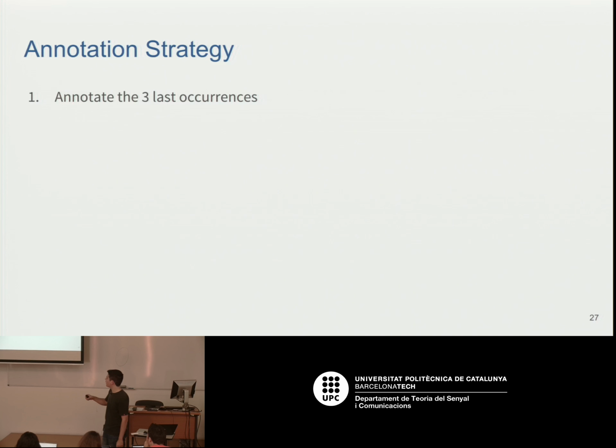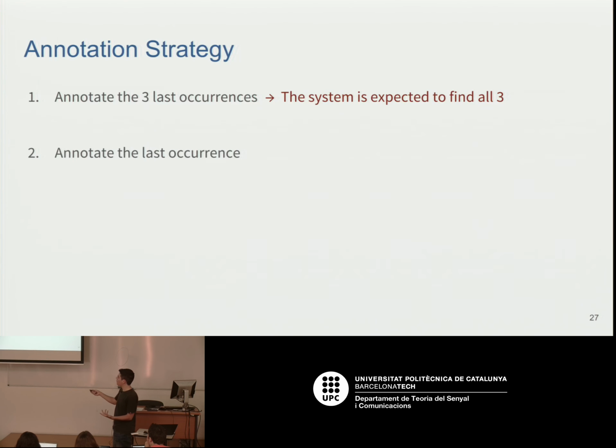In order to annotate the dataset, because it wasn't annotated for this task, the first approach we took was to annotate the three last occurrences of each object in different scenes. But then we realized that the system was expected to find the three occurrences, so it wasn't really what the user needs here. So then we decided to move to the second strategy, which was annotating the last occurrence.